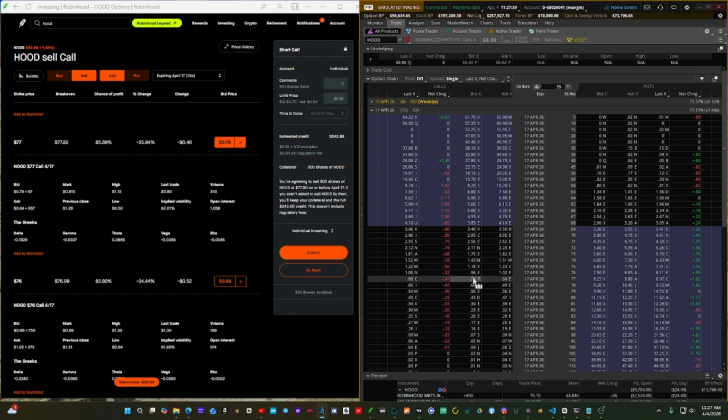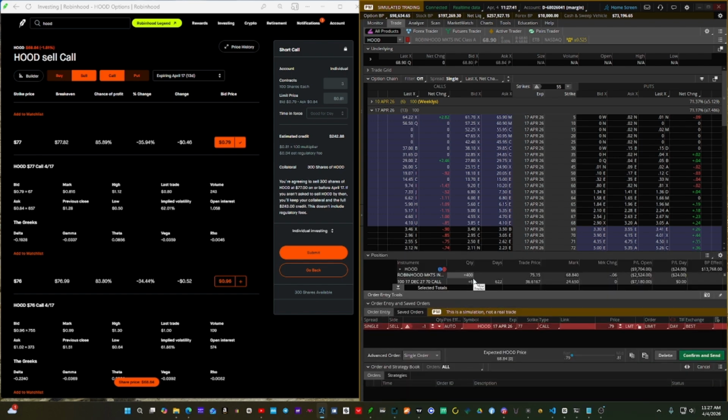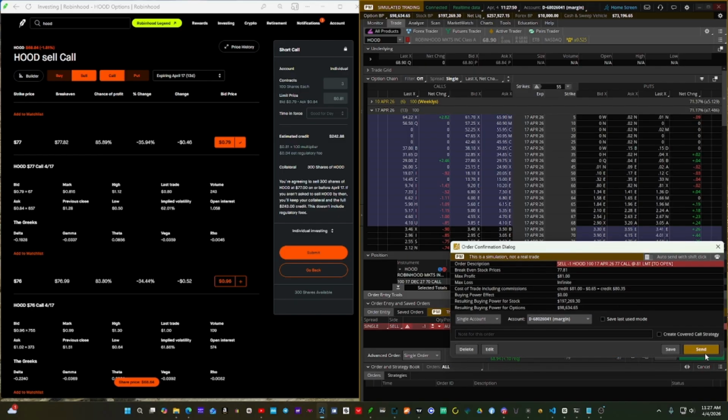Because you're trying to sell something, you're always clicking on the bid. You're selling. If you click on the ask, you'll buy. I go in the middle at 81 cents. I want to look at this. Then it pulls up an actual ticket for you.